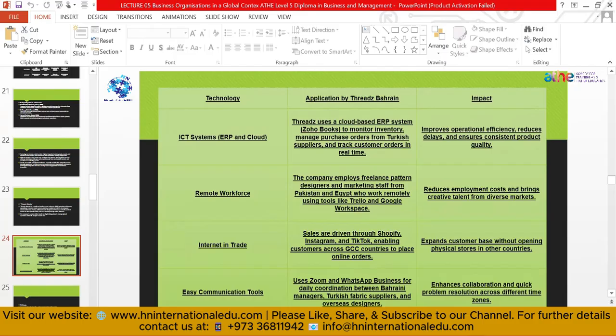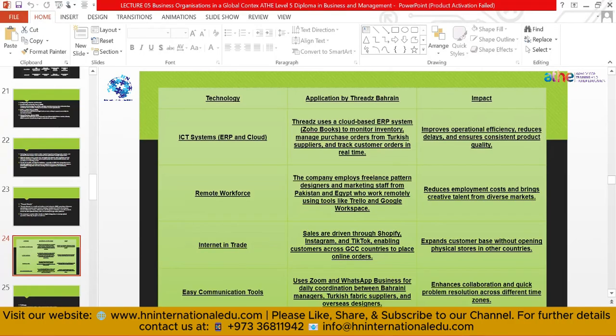Technology application methods, Bahrain and impact. First, let's go with the ICT system. Under the ICT, we have the ERP and cloud. Threads uses a cloud-based ERP system that is Zoho Books. Even in the ERP system, there are so many other softwares. You need to select according to your viability and the budget. To monitor the inventory, manage the purchase orders from the Turkish suppliers, and track consumers' orders in real time. The impact is it improves operational efficiency, reduces delays, and ensures consistent product quality. We're able to monitor the daily activities quite nicely and clearly. And with this, we are able to see the status of the commodities at the warehouse.